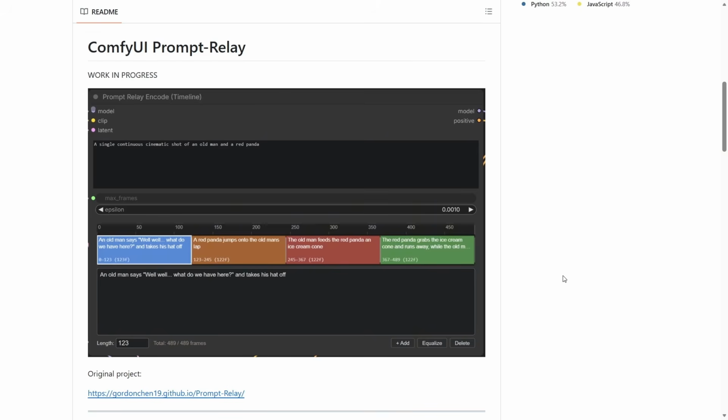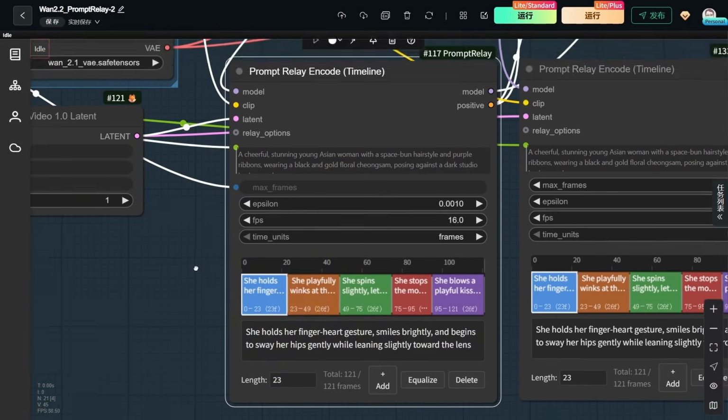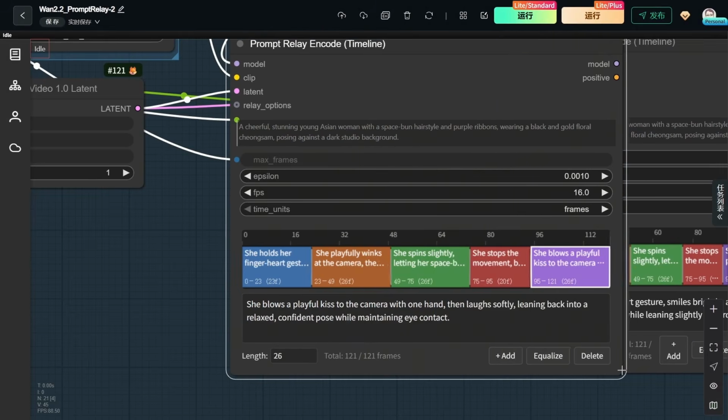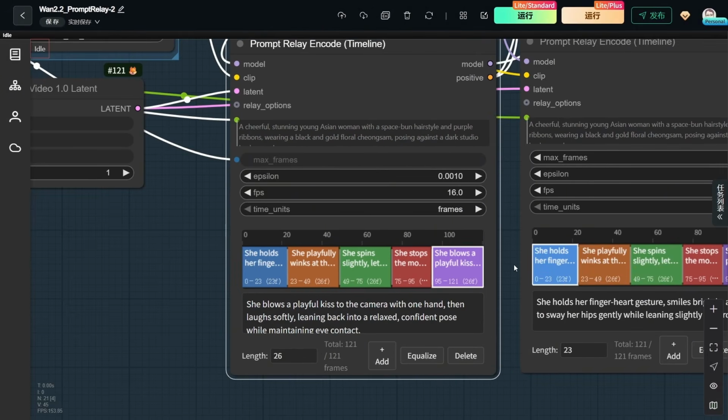Here we are still using the ComfyUI prompt relay extension created by KJ. However, I am going to show you a new method called the timeline mode. There is a specific node for this called PromptRelayEncodeTimeline. The biggest feature of this timeline mode is that it doesn't just split the prompt apart. We can explicitly specify exactly how many frames each action segment takes up.